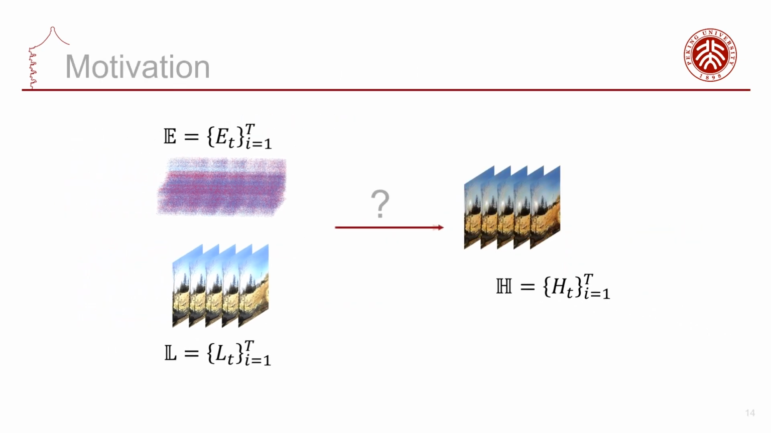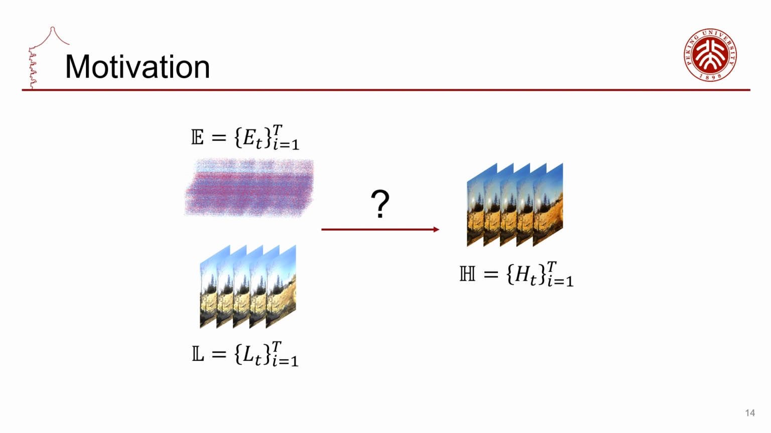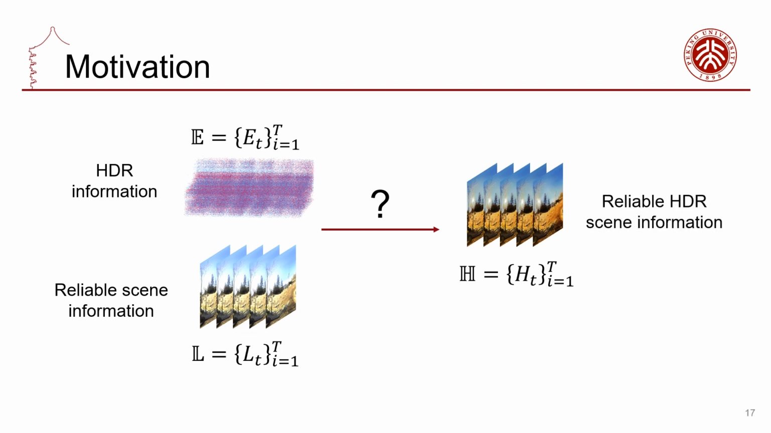Let's consider the event-guided reconstruction, which has events and LDR frames as the input, and outputs the HDR frames. However, events and frames have such different expressions, which is the main challenge of reconstruction. Consider different information provided by events and LDR images. Events provide HDR information, while LDR frames provide reliable scene information such as color and contrast in a limited dynamic range. HDR frames are supposed to have reliable HDR scene information. Both events and LDR frames share the same scene, providing different representations of scene information.